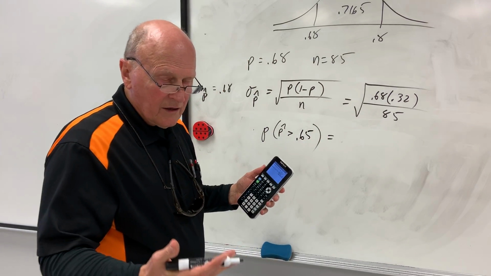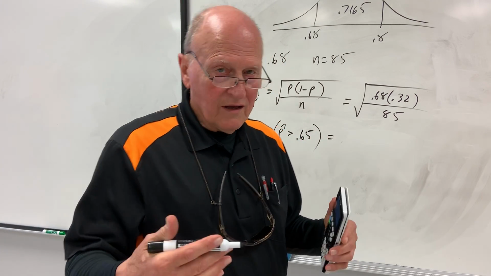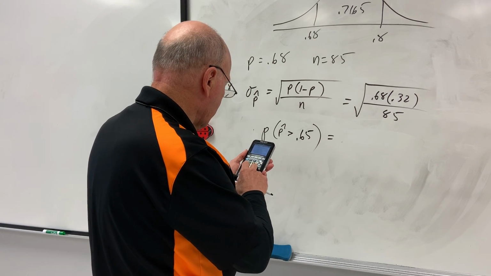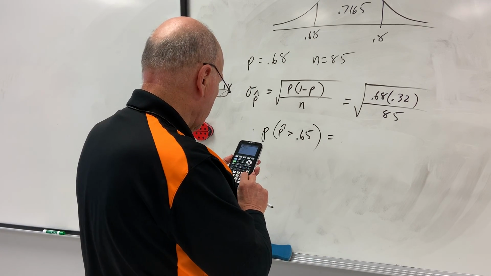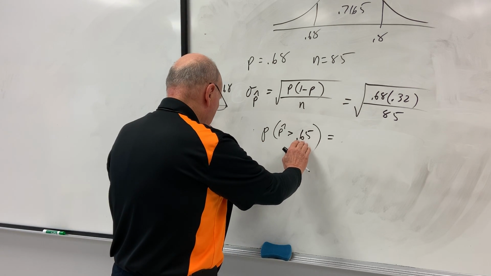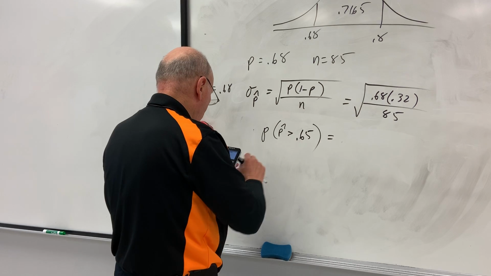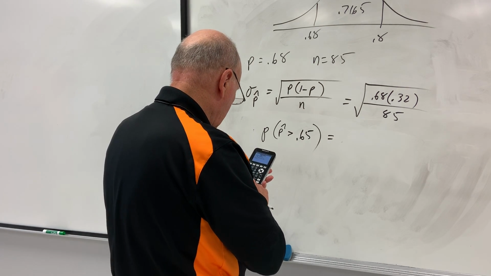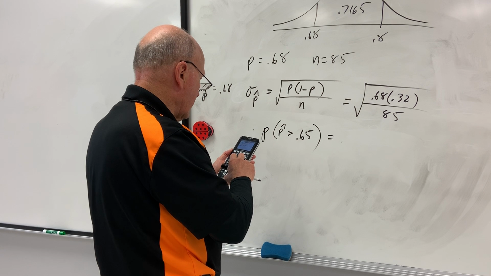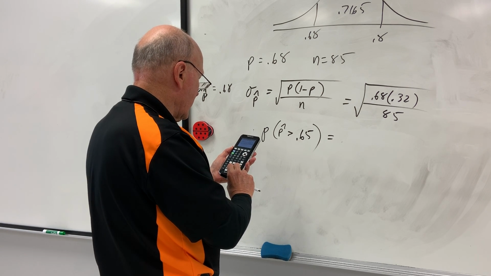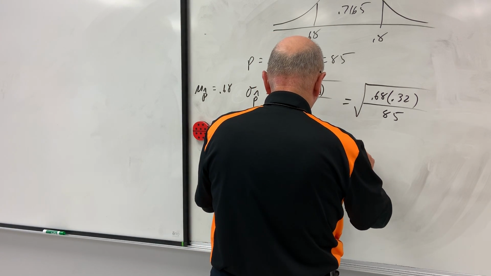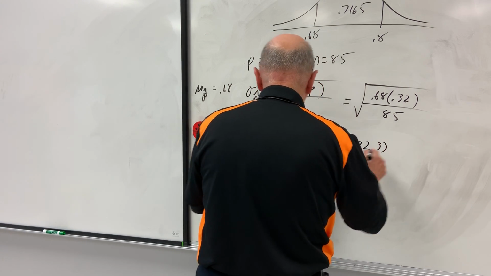Now, again, I know we're being redundant, but we're going to do it again. We're going to go second, distribution, down to normal CDF. This time we're going to plug 0.65 in there for our lower. And for our upper, we picked a big number a while ago, so let's just leave it in there. Let's go all the way down and hit enter, and we get 0.72338.